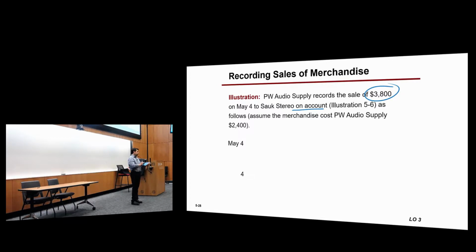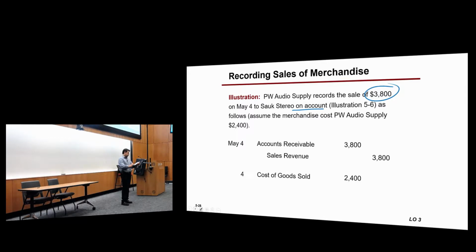Exactly. It's on account. So you debit accounts receivable, you credit sales revenue. We recognize the sale. We recorded the sale and we recognize this revenue. Okay, next. Debit cost of goods sold $2,400 and then credit inventory $2,400.